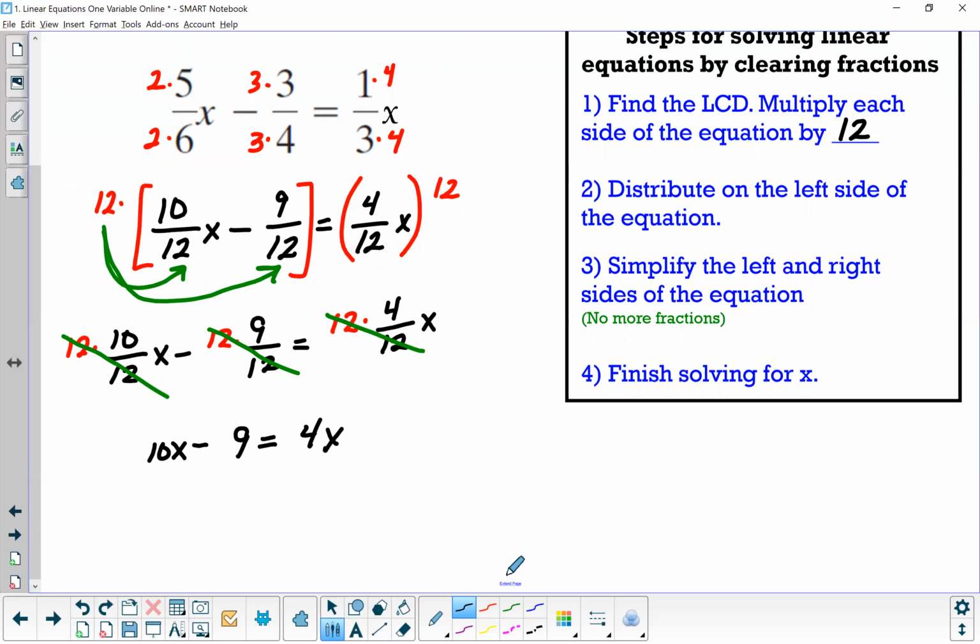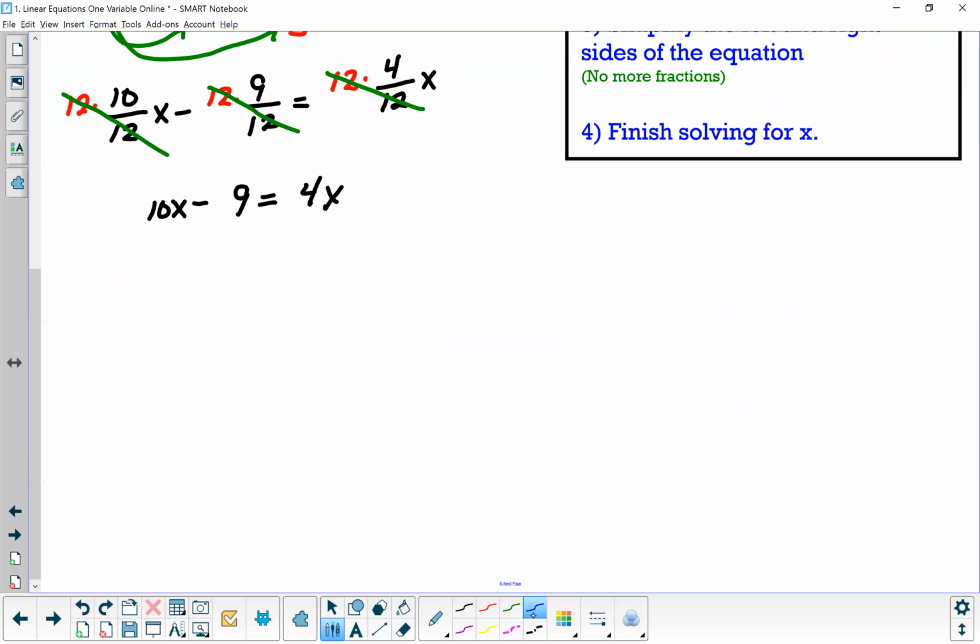Once you've cleared the fractions, you can solve this the way that you've been solving the other linear equations. I'm going to draw a line through my equal sign. I'm already simplified, so now at this point, I'm going to bring my variable terms to the right, which means that then I need to subtract 10x from each side. So 10x minus 10x is 0. Bring down the minus 9 equal to 4x minus 10x gives me negative 6x.